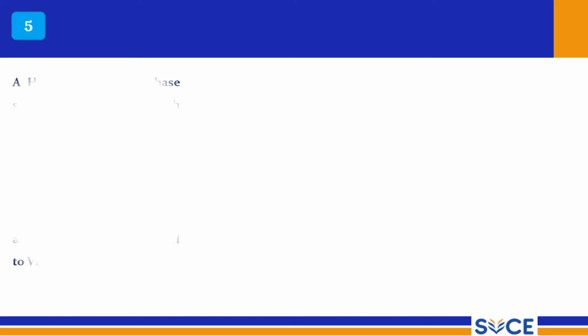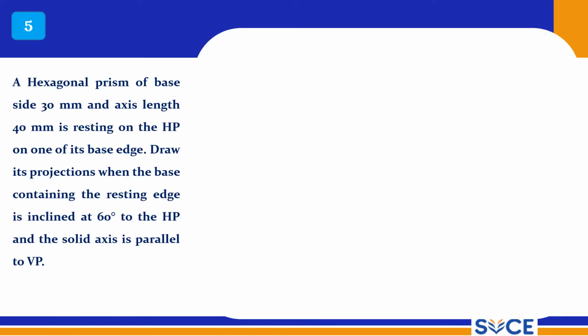Next problem, that is hexagonal prism. A hexagonal prism of base side 30 mm and axis length 40 mm is resting on HP on one of its base edges. So it is also similar to the earlier problem. The base containing the resting edge is inclined at 60 degrees to HP. So here the 60 degrees is given.